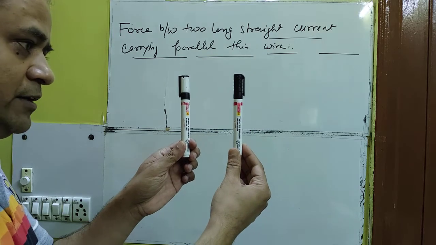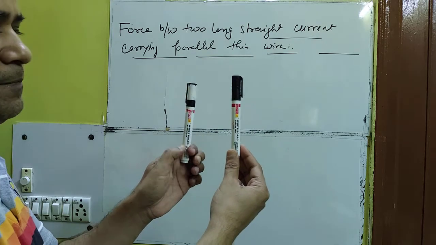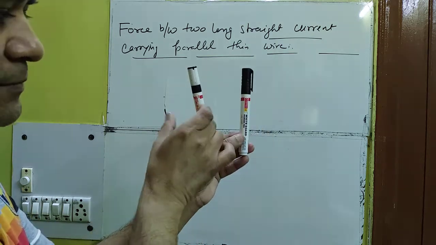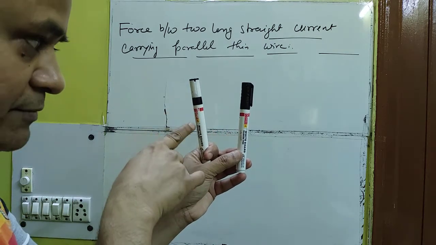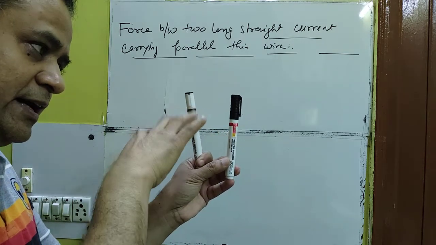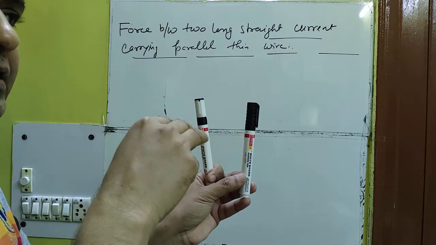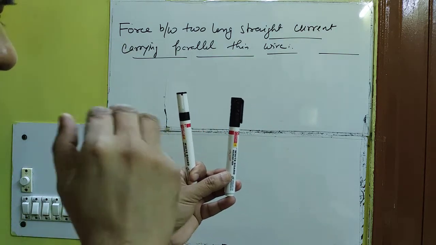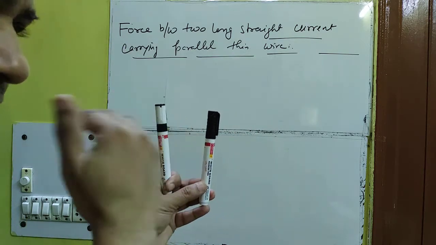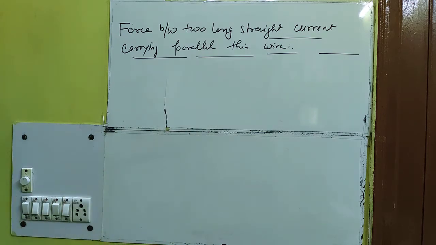So we need to find how much force is acting between them. What is the force between them? What will be the force if the current is in the same direction, and what will be the force if the current is in opposite direction? We need to find the magnitude of force as well as the direction of the force.